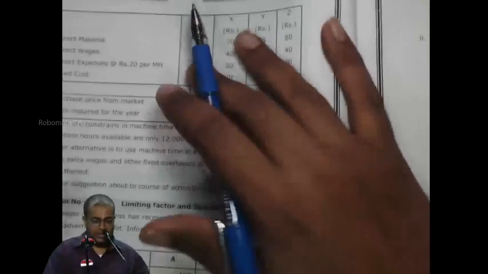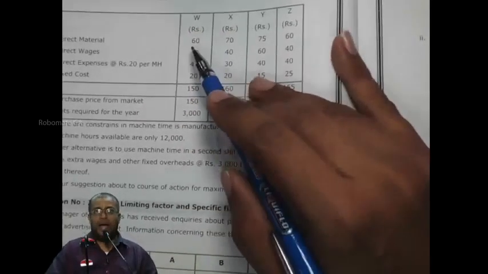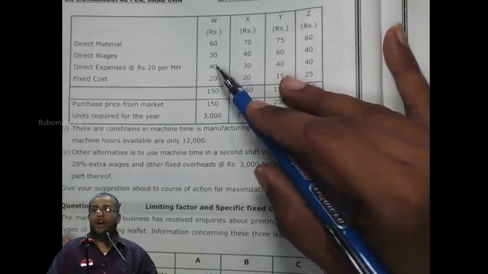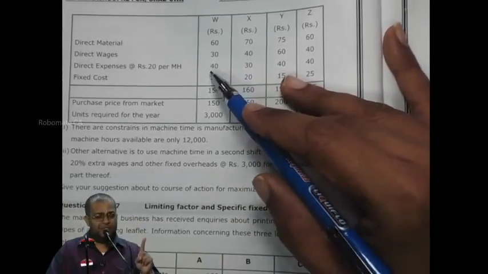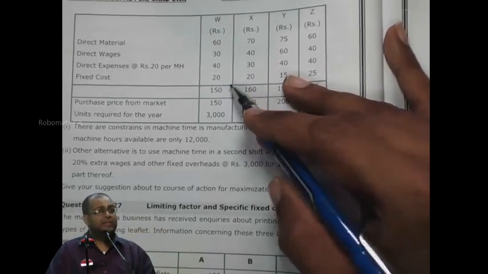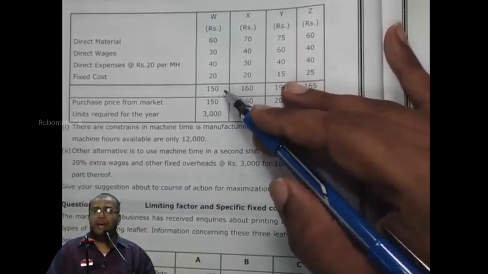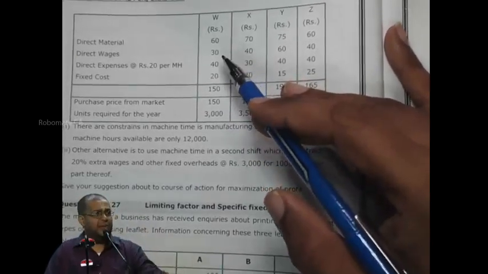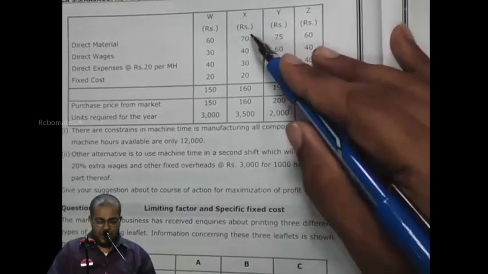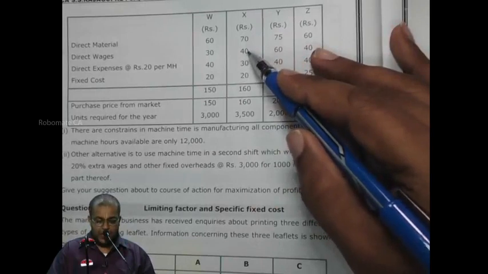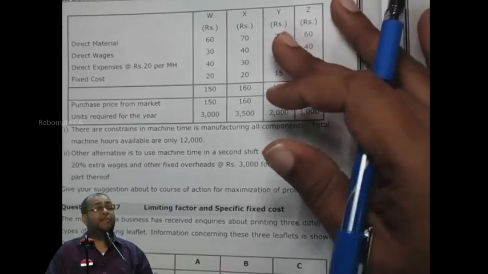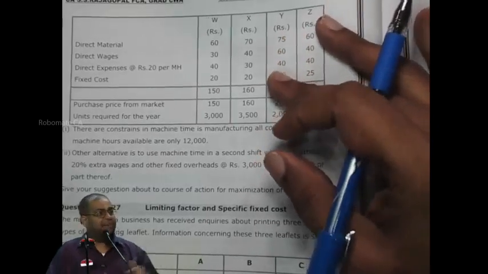Variable cost. What is the variable cost to manufacture W? 60 plus 30, 90 plus 40, 130. If I manufacture, variable cost is 130; if I buy, the purchase price is 150. Which is good? Cheaper to manufacture W. Point number 1. Come to X. What is the variable manufacturing cost? 70 plus 40, 110 plus 30, 140. Buying means 160. Manufacture is cheaper.